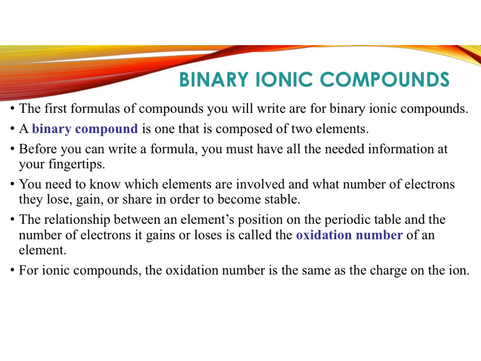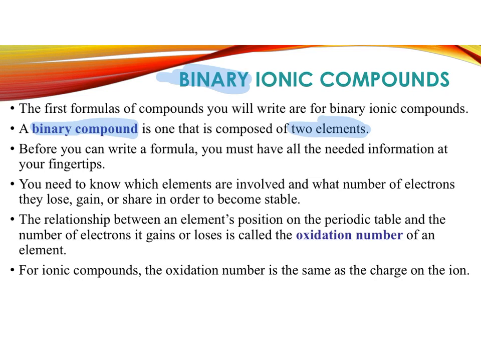First thing I want to talk about is binary ionic compounds. Binary ionic compounds has that word binary in it, right? That prefix of bi. Well, a binary compound is a compound that has two different elements in it and only two different elements. That's the big thing from this. So before we can write the formula, we have to make sure we know what's in it.